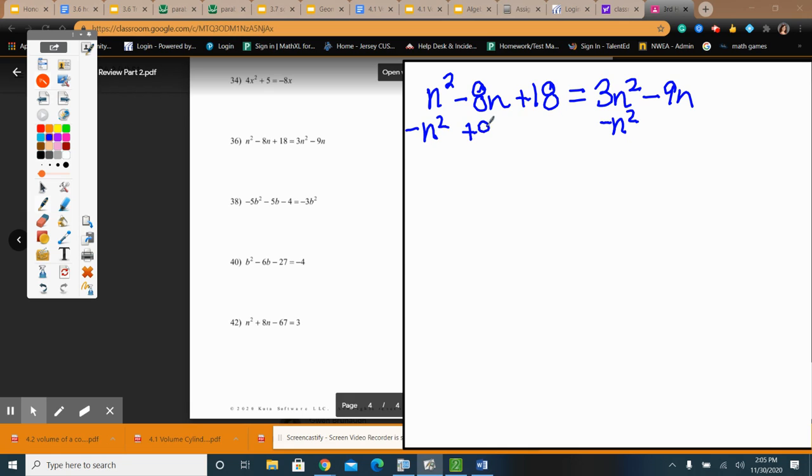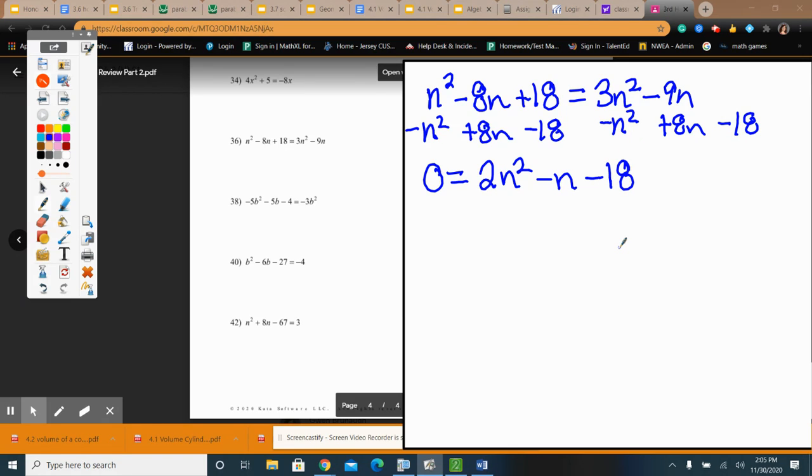I'm going to add 8n and subtract 18. So I'm moving everything to the right. And I get 0 equals 2n squared minus n minus 18.